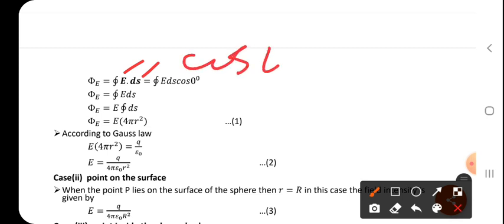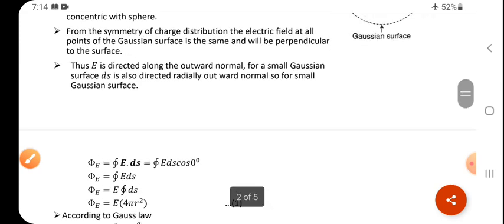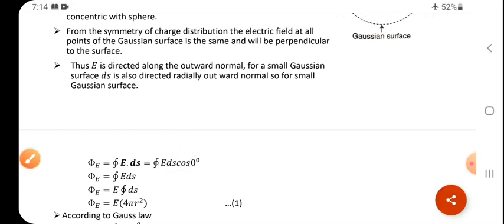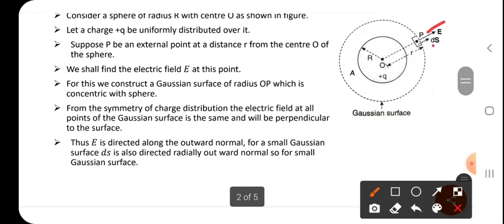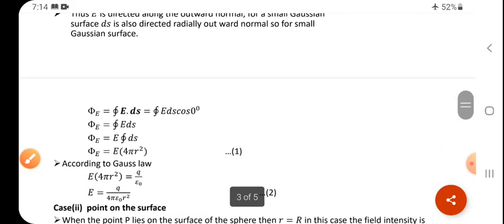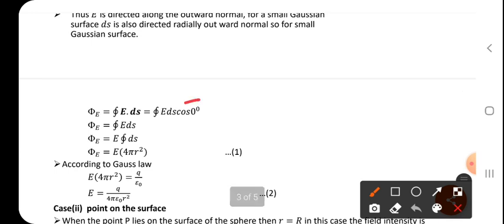Now the formula is flux phi E equals E vector dot dS vector. If you remove the dot product, it can be written as E dS cos theta, right? In the place of theta, 0 is substituted. Why is it 0 here? The angle between E and dS is 0. In the diagram, E and dS are parallel to each other. For parallel, the angle is 0. That is why 0 is substituted here. Cos 0 is 1, so 1 into the integral of E dS only.